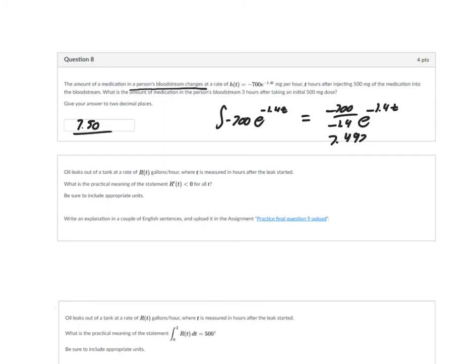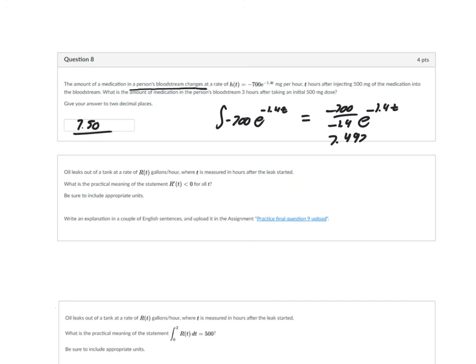Okay, so for this next part, we have an oil tank that is leaking, and it's leaking at a rate of R of t gallons per hour, where t is measured in hours since the leak started. Okay, and then we are asked, what is the practical meaning of R prime of t whenever it's less than 0 for all t, right? So if R of t is the rate at which we are losing our oil, so we're losing oil like 5 gallons per hour or something like that, R prime of t would be how fast that's changing, right?